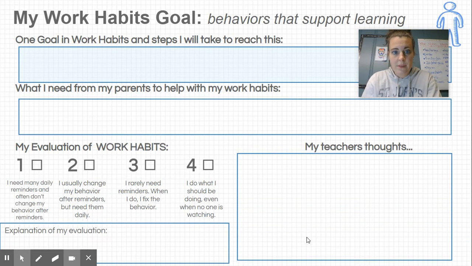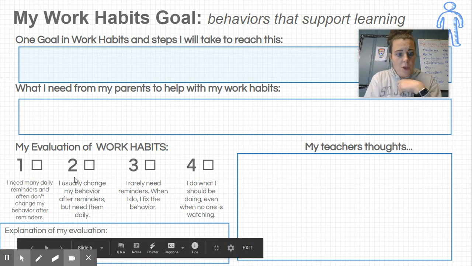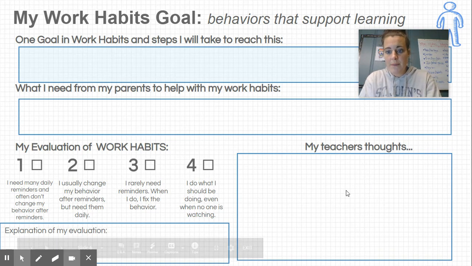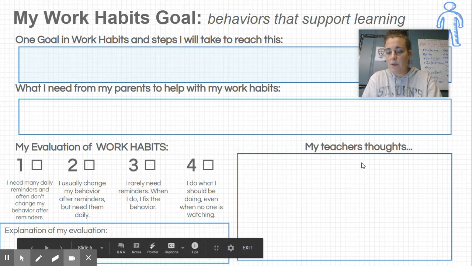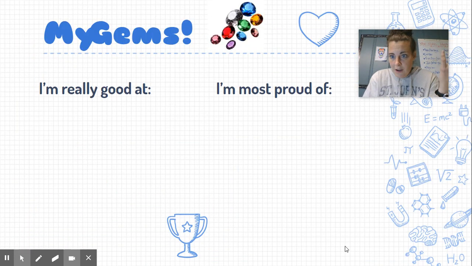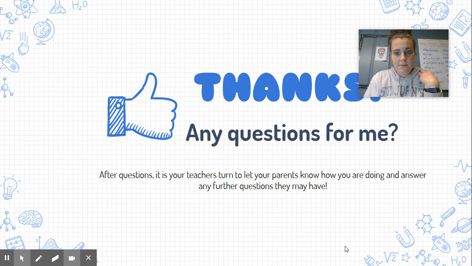Same for math. And then your work habits, you're going to go over your goals there, your grade you gave yourself, and then any comments that I made about your work habits in class or suggestions I have will be right here. You will be sharing those. Right here, it's your turn to tell your parents something you're good at and something you're really proud of that you've done this year. So go ahead and share that. And then this part you are going to read to them. Thanks. Do you have any questions for me? After this part wraps up is when I'll take over and I'll answer questions your parents might have for me.